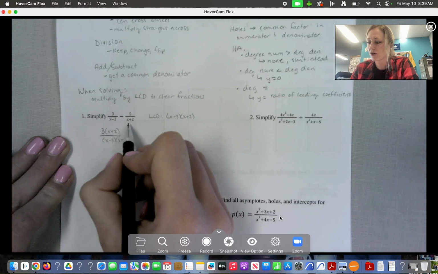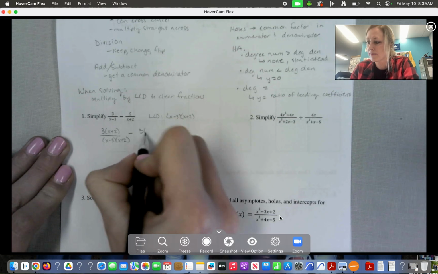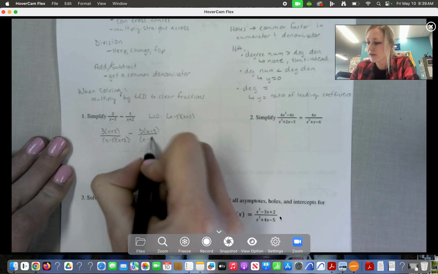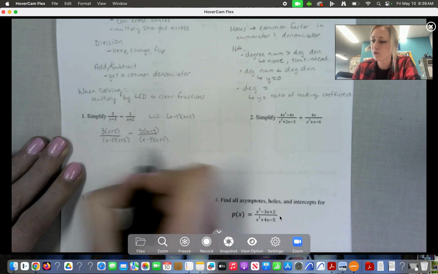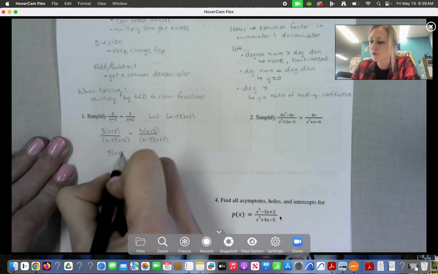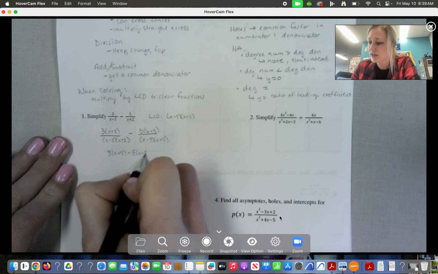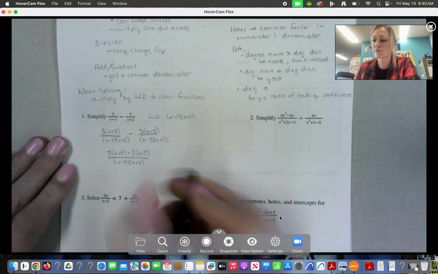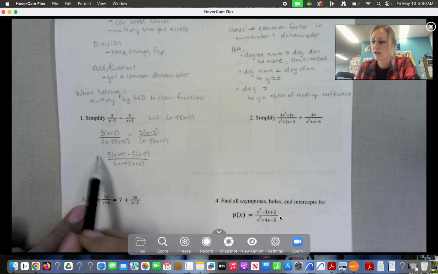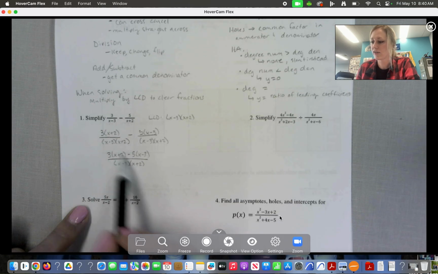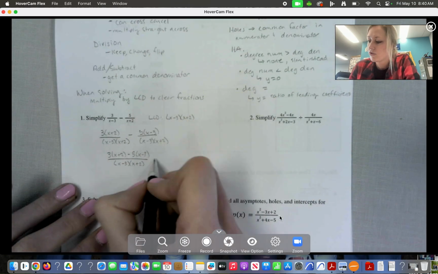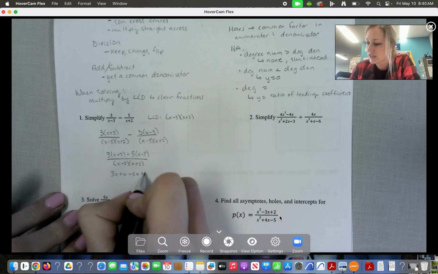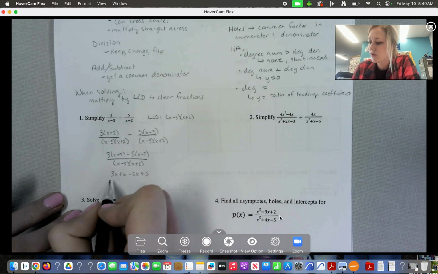Okay, the second fraction already has the x plus 2. We need to multiply by the x minus 3 on the top and the bottom. Okay, once my denominators match, I actually like to write it as one fraction. So we've got 3 times x plus 2 minus 5 times x minus 3 all over our common denominator. Okay, so now I'm going to simplify my numerator by combining like terms. Again, I cannot cancel anything yet because of that subtraction in between. So I have 3x plus 6 minus 5x plus 15 after I distribute that negative 5 over our common denominator.